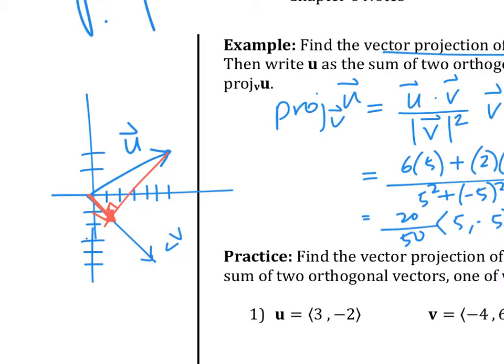Okay, now this is the part on the homework that you probably couldn't do, which is the second part. The problem has you write u as a sum of the projection vector and another vector that is orthogonal, so that when you add them together, it becomes u. Looking at this diagram, you have a projected vector here. Which line on here is orthogonal to this projected vector?